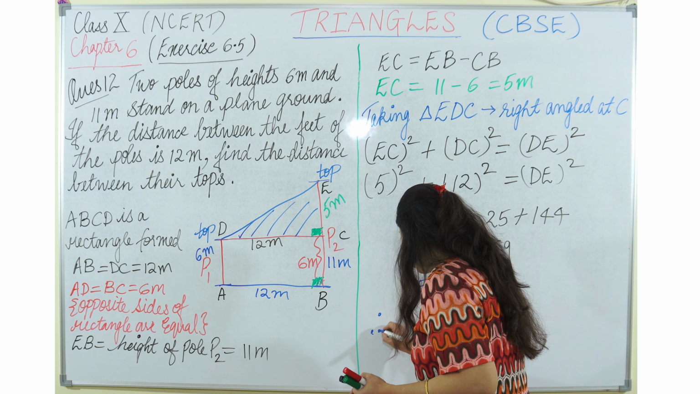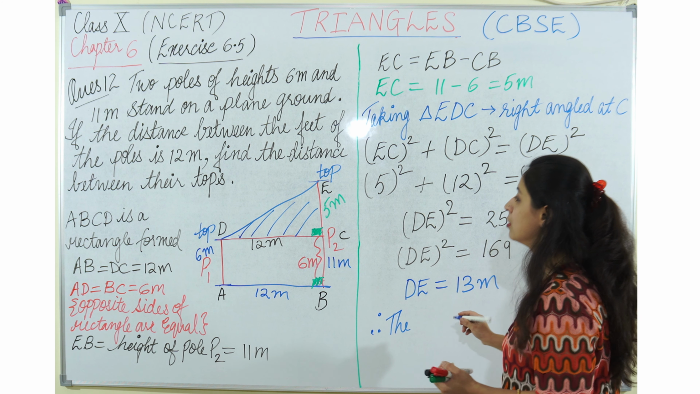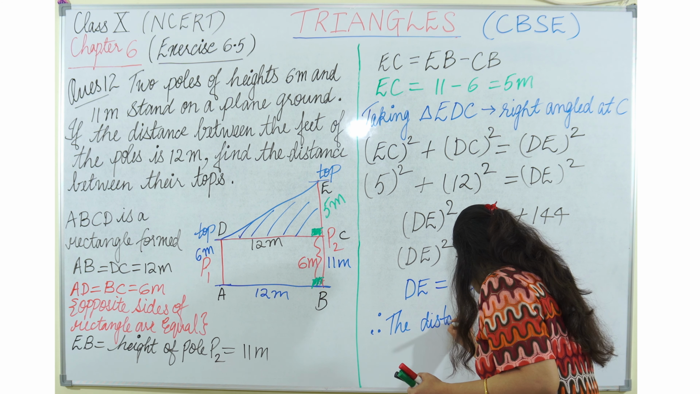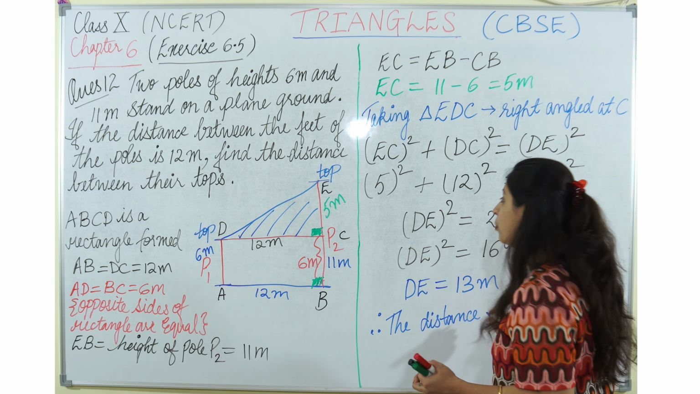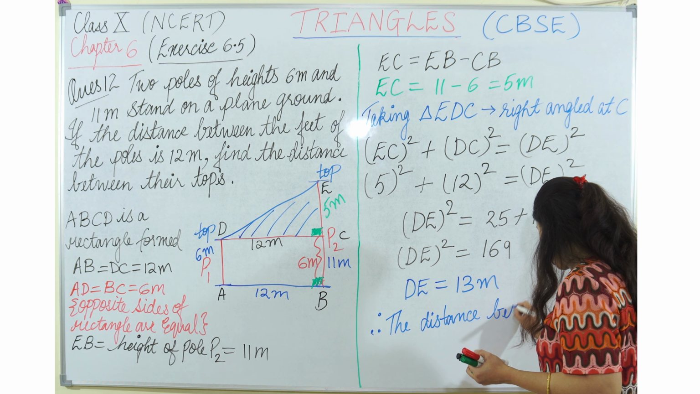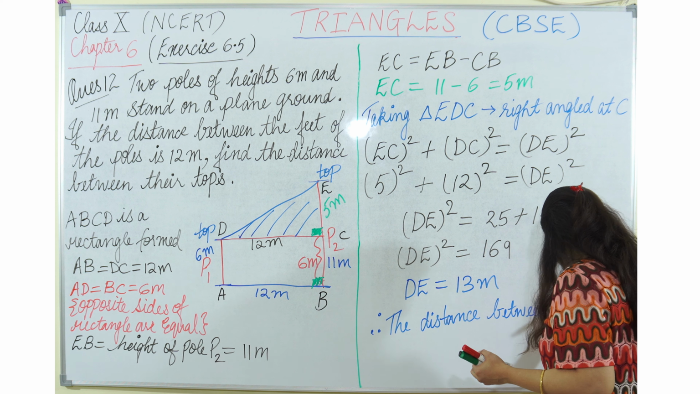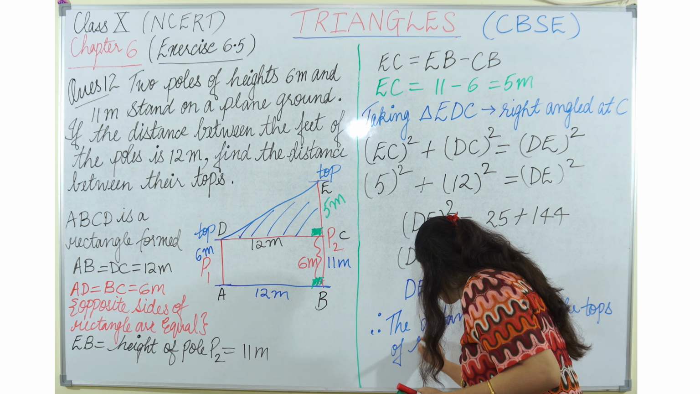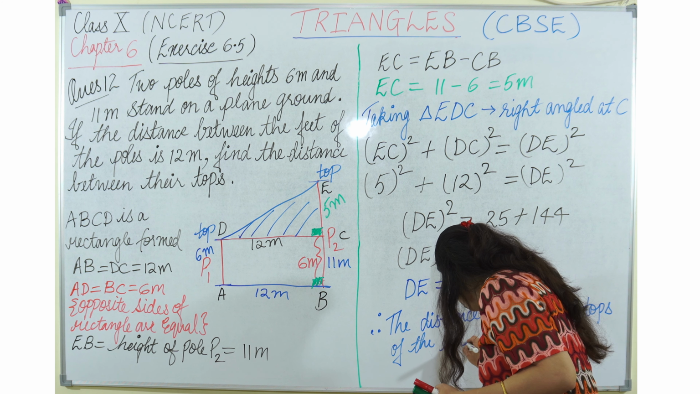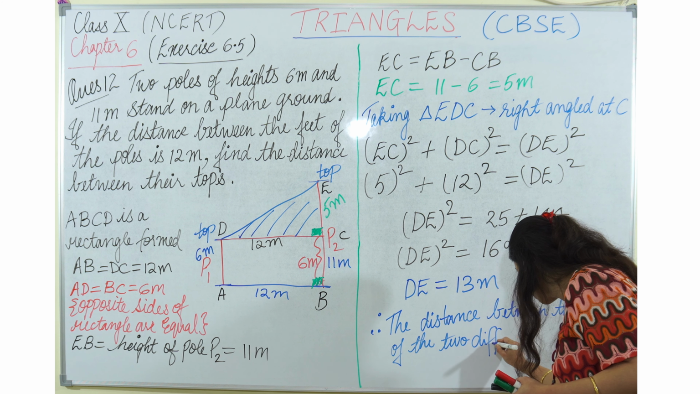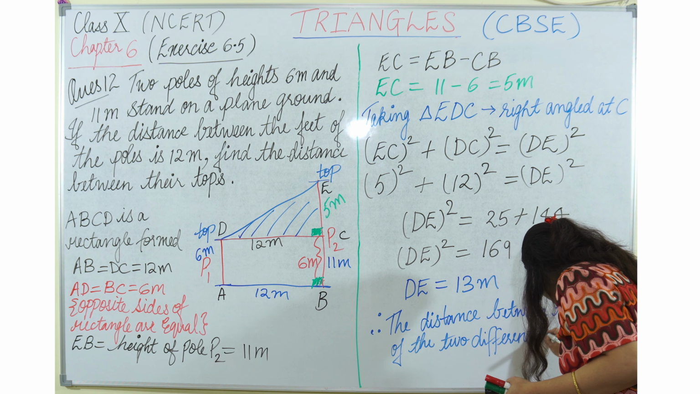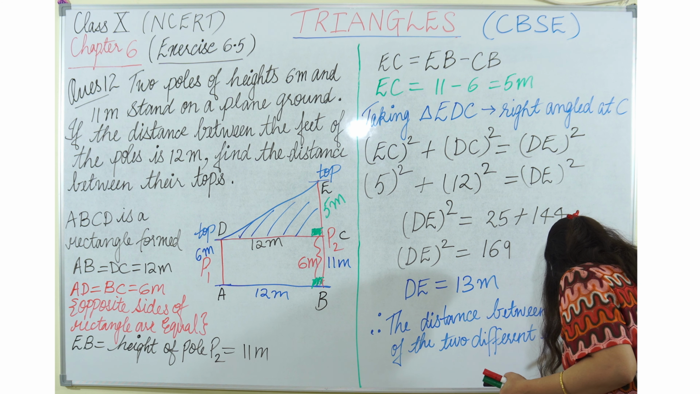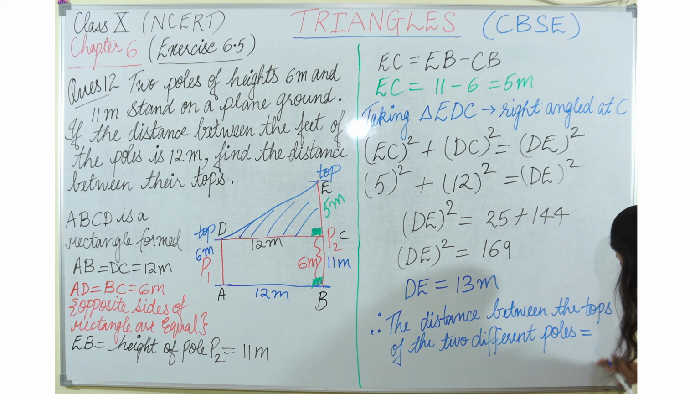So therefore the distance between the tops of the two different poles is equal to 13 meters. Okay, and that is our answer.